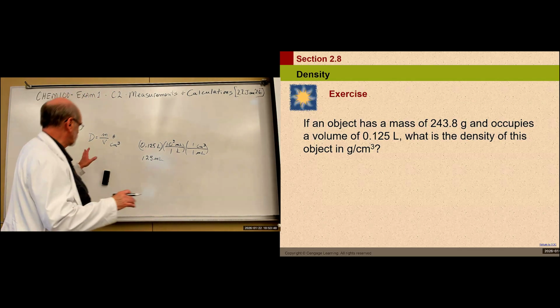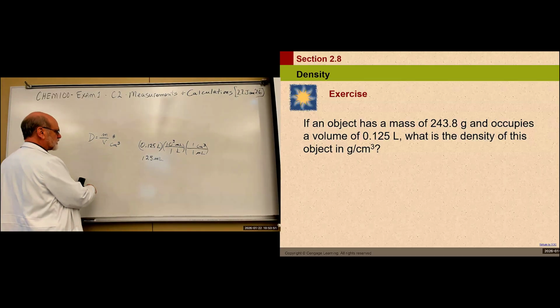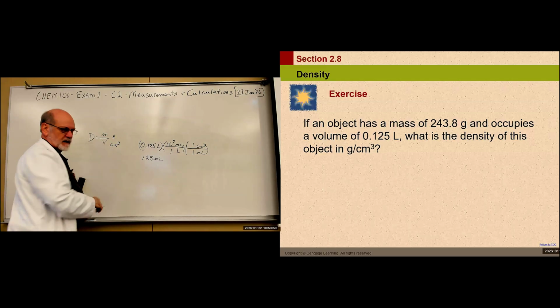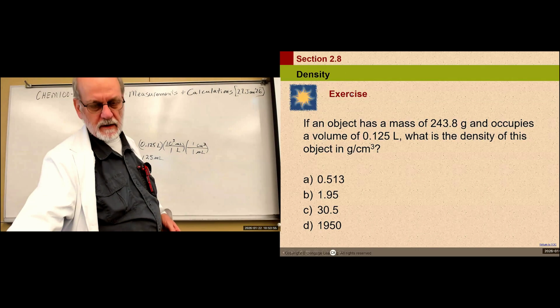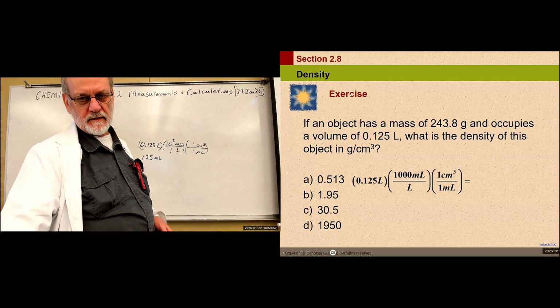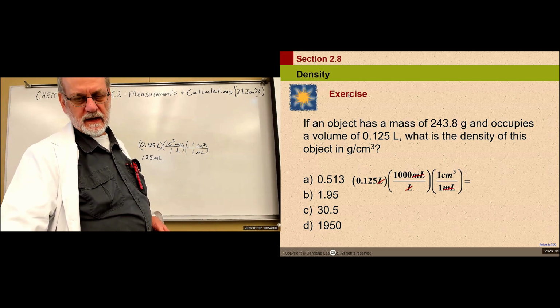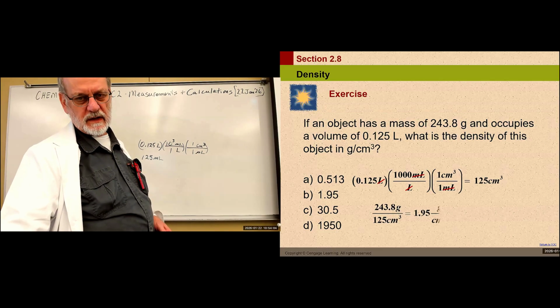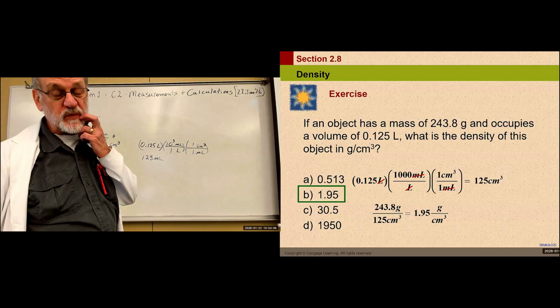Now we can do the calculation. We just put the grams in here, volume in there, like that. That gives us our volume. We put it in our formula, and we get 1.95 grams per cubic centimeter.